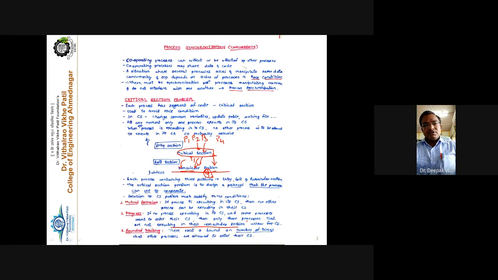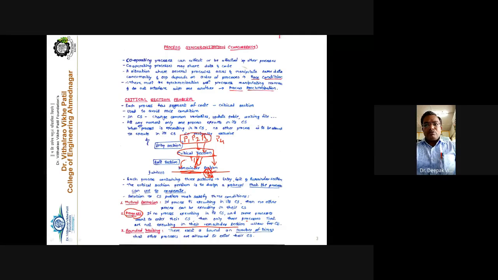Hence the progress rule says to allow only those processes that are not executing in the remainder section. If a process is in the remainder section, it by default means it has executed the critical section earlier, right? So don't allow this P4 to enter the critical section again.